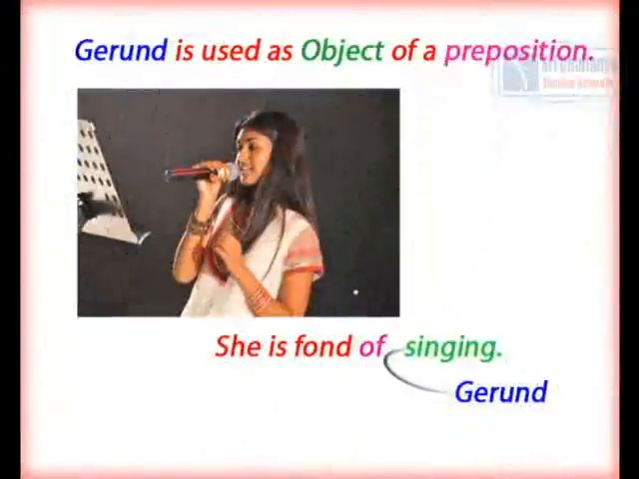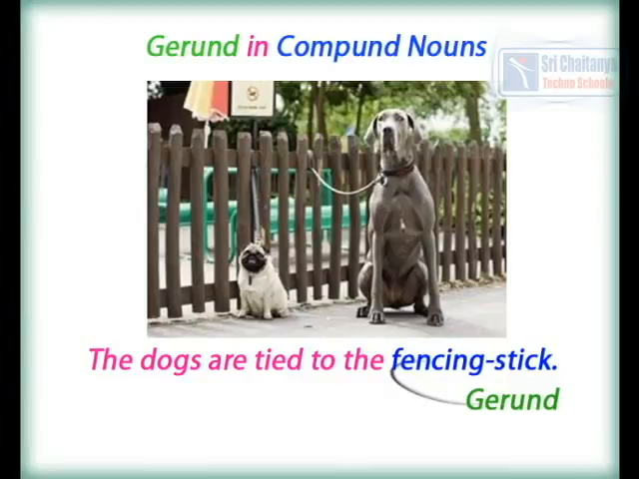Gerund is used as object of a preposition. See this example. She is fond of singing. Singing is a gerund, and with the preposition of, it is the object of a preposition: fond of singing. Gerund in compound nouns. The dogs are tied to the fencing stick. Here, fencing stick has a gerund and it is also a compound noun.